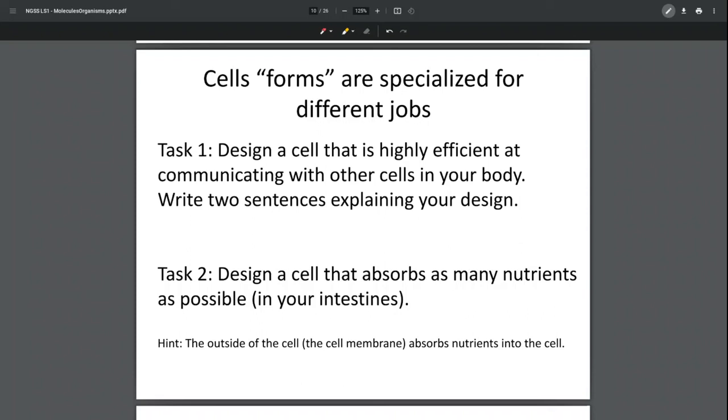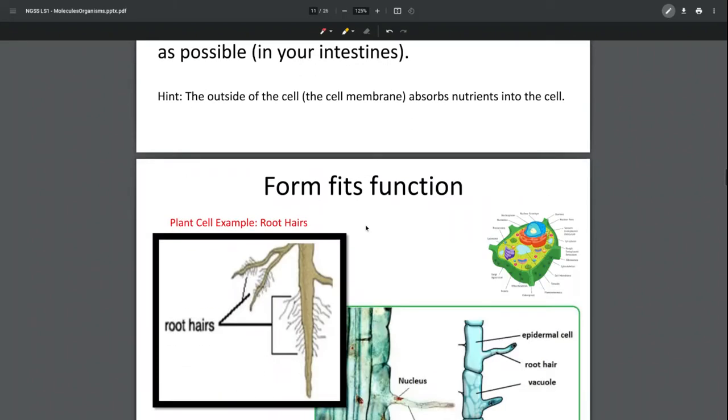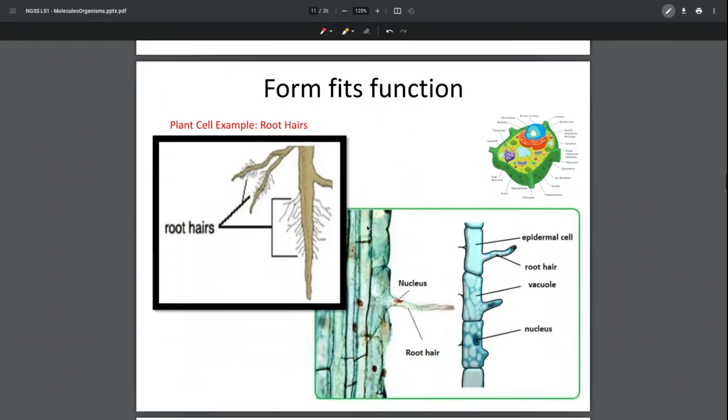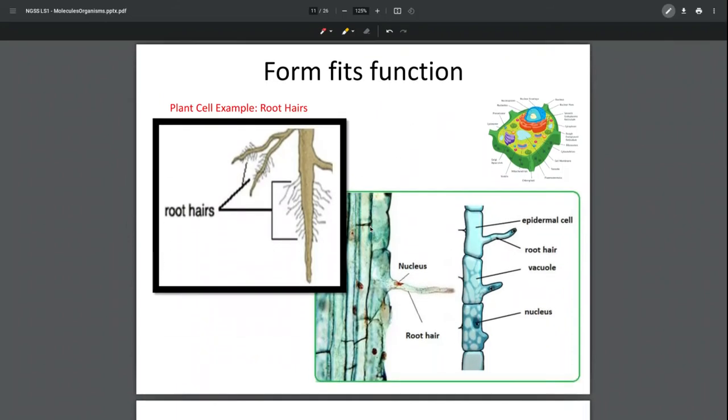All right, you can pause it here. Take a minute or two to think about your shape and draw it. And then I'm going to keep going. Okay.